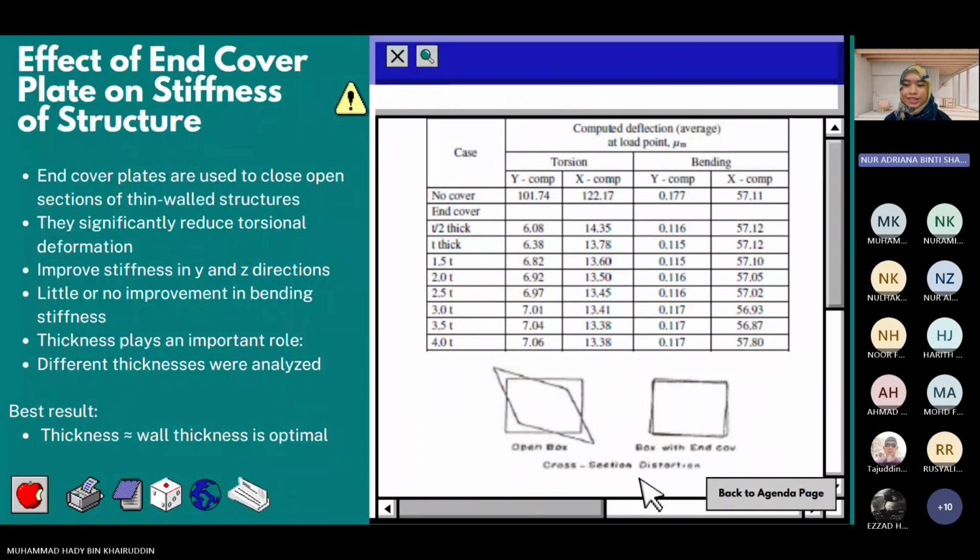Okay. This slide shows how end cover plates affect the stiffness of a structure. Basically, end cover plates are used to close open sections in thin wall structures. By doing this, they help reduce twisting or torsional deformation. Because of that, stiffness in certain directions improves, especially in the Y and Z direction, but they don't really help much with bending. From the table, we can also see that increasing the thickness doesn't make a big difference. So the best design is when the cover plate thickness is about the same as the wall thickness.